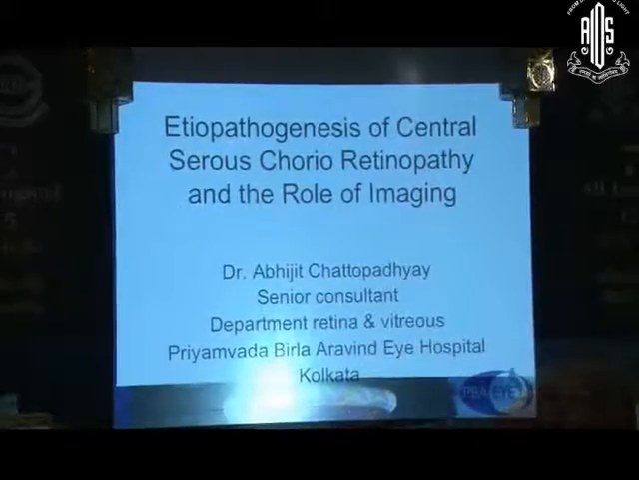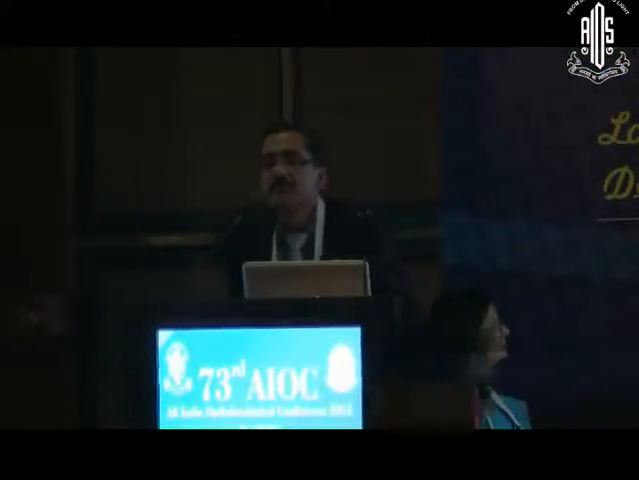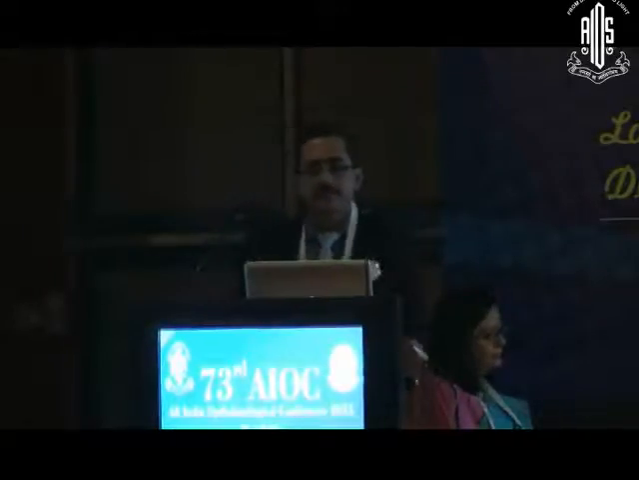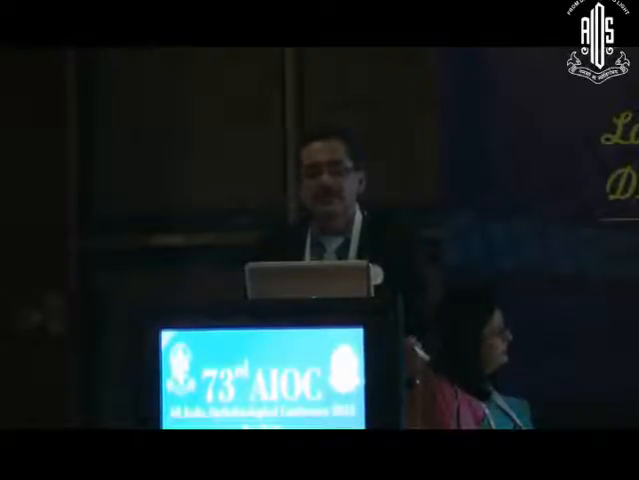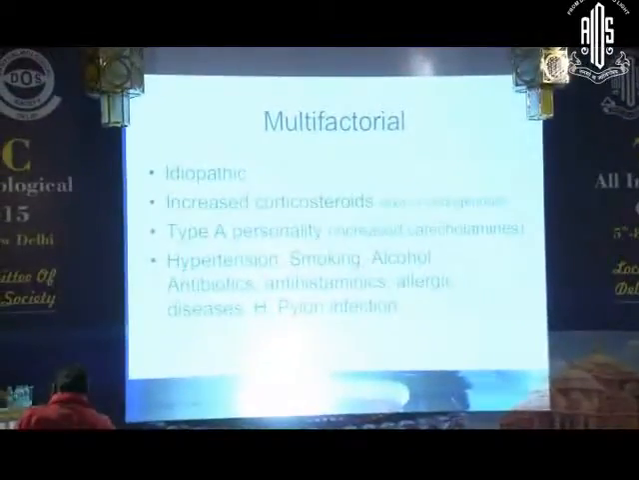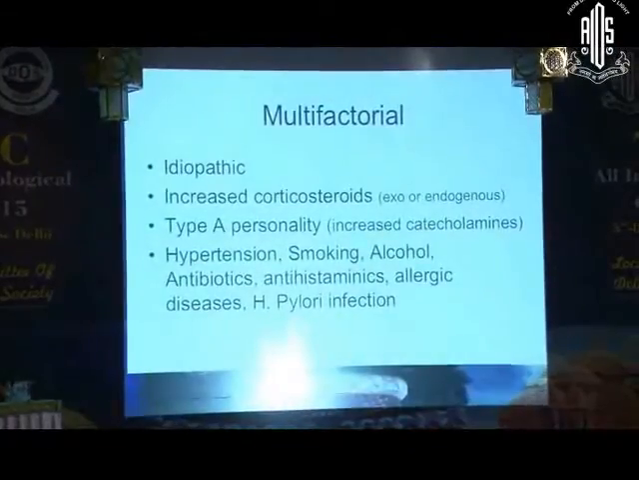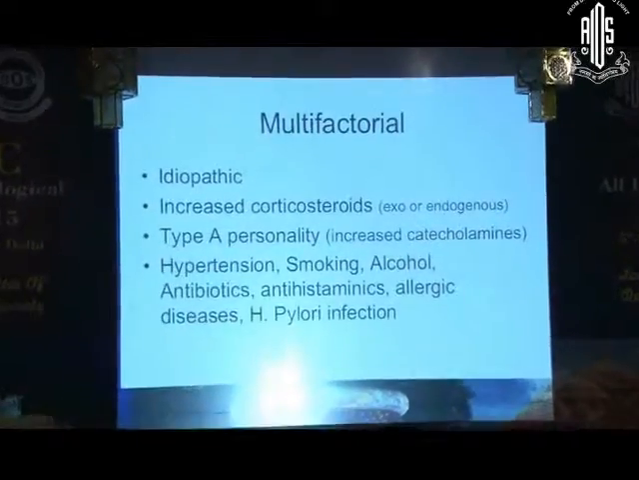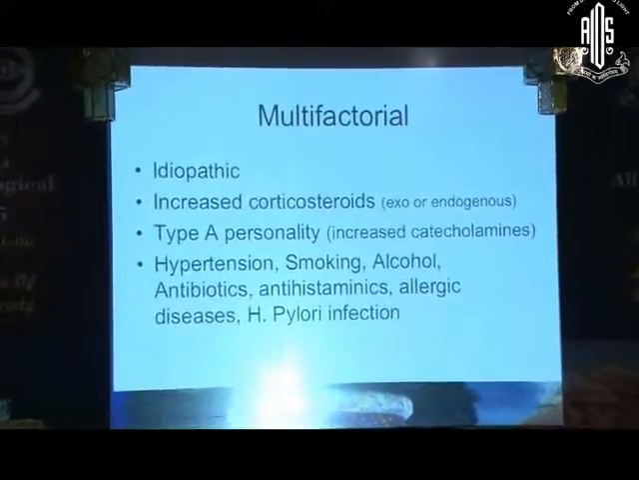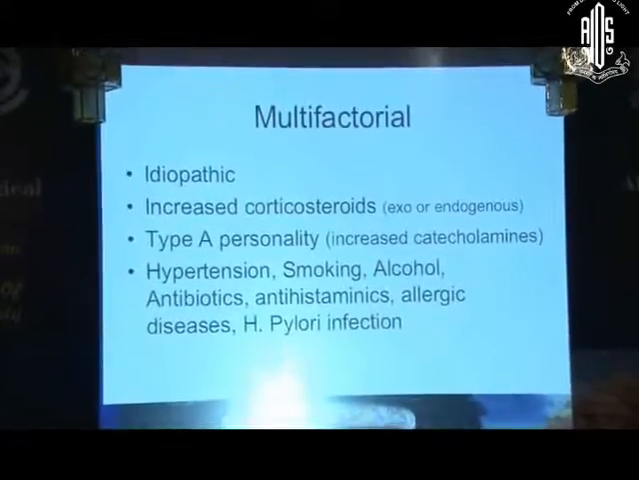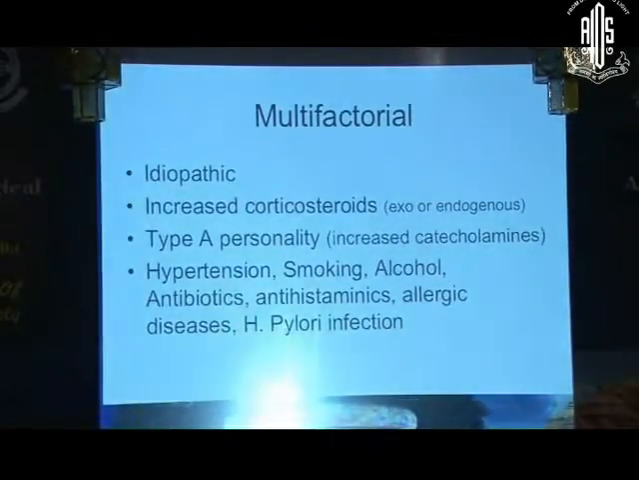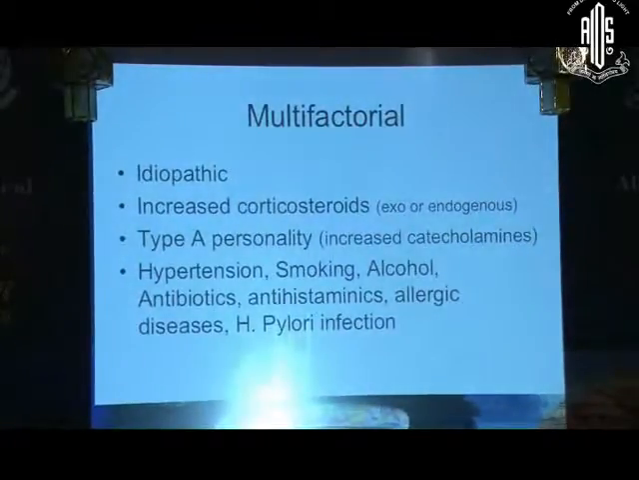Good morning, everybody. The first topic is etiopathogenesis of central serous chorioretinopathy and the role of imaging. Central serous chorioretinopathy is a multifactorial disease, and there are identified causes like increased corticosteroids, either exogenous or endogenous. Type A personality, which results in increased catecholamines. Then also hypertension, smoking, alcohol, antibiotics, antihistaminics, allergic diseases, and even H. pylori infection are also related with central serous chorioretinopathy. But mostly it is idiopathic.